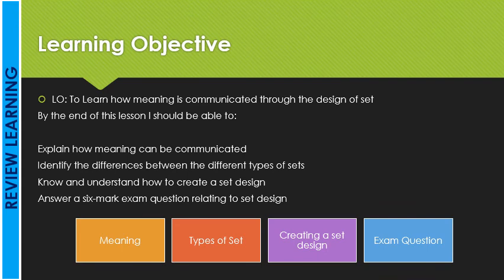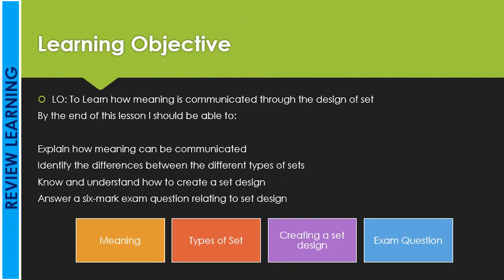So now you've answered the exam question and you filled in the first sheet, we've come to the end of this week's lesson. Just to recap, you had a learning objective, which was to learn how meaning is communicated through the design of set. By the end of this lesson, I should be able to explain how meaning can be communicated, identify the differences between the different types of set, know and understand how to create a set design, and answer a 6-mark exam question relating to the set design.